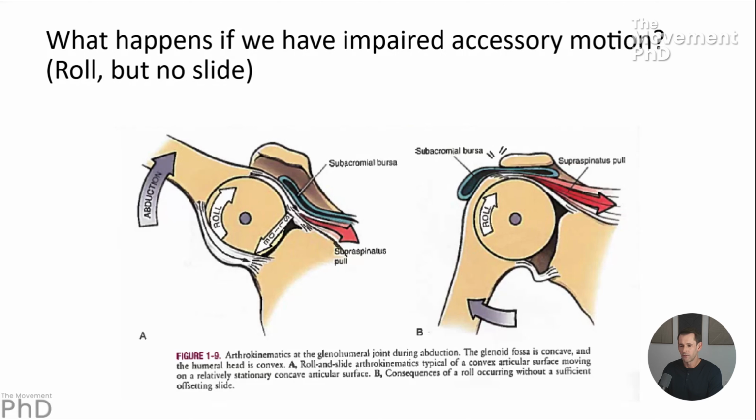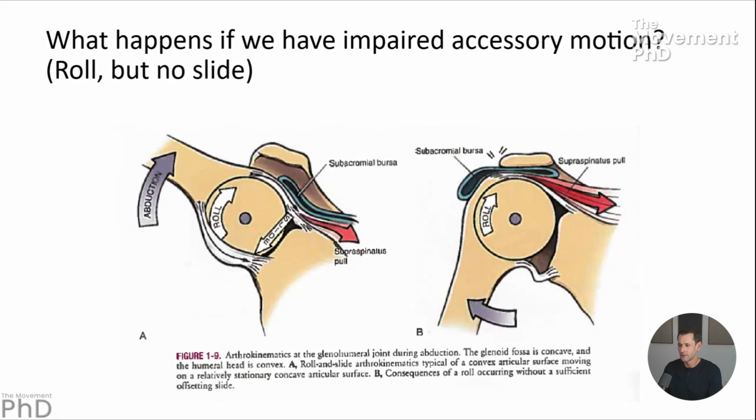So what happens if we have impaired accessory motion or impaired arthrokinematics? If I go into shoulder abduction, which is raising my shoulder in the frontal plane, appropriate accessory motion is superior roll with an inferior slide. Because the humerus is convex, it's moving on a concave glenoid, therefore the roll and slide are going to be opposite. But oftentimes with the shoulder, we don't necessarily get that slide that we need.